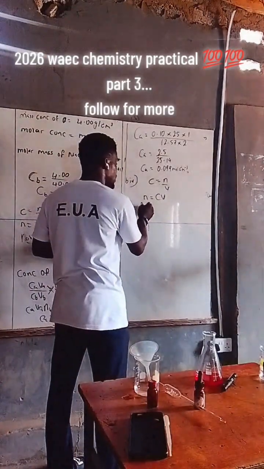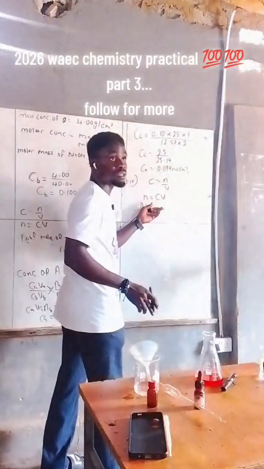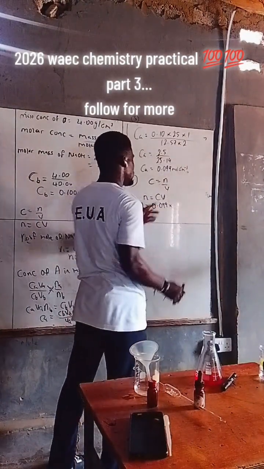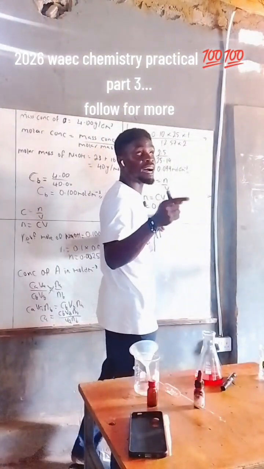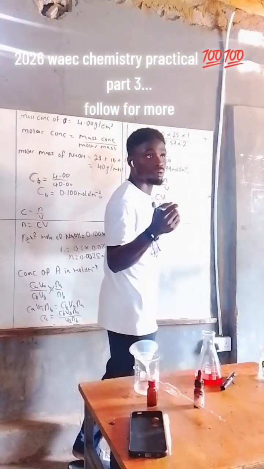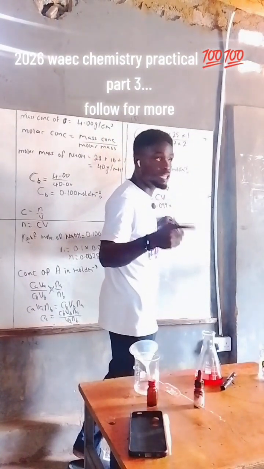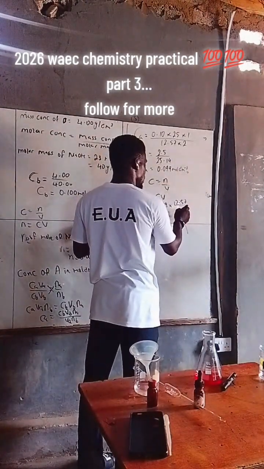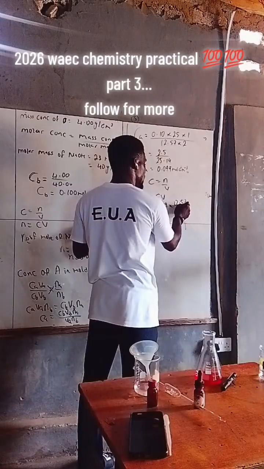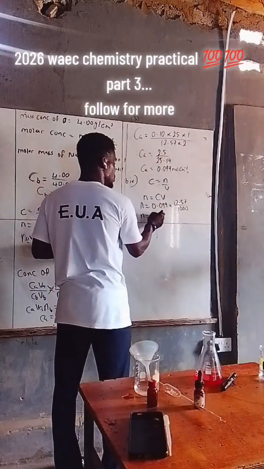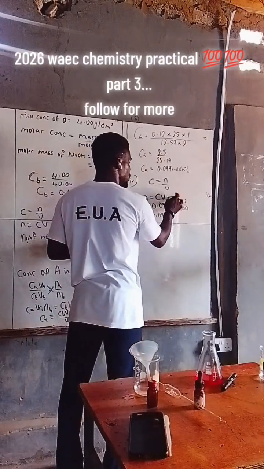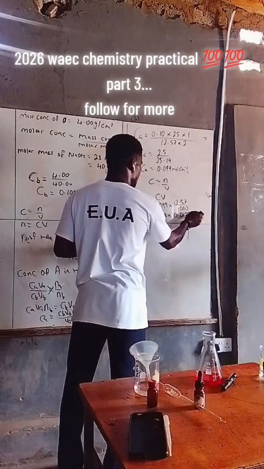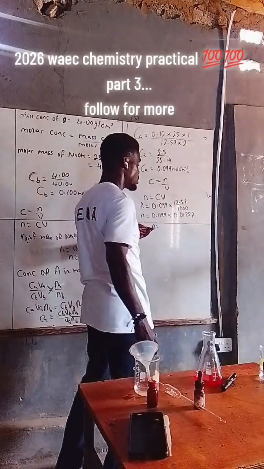That's the C of A, Abi. So C of A times V of A. Right? So C of A is 0.099 times V, which is 12.5 divided by, must be dm³, Abi. Must be dm³, right? That will be 12.57 divided by 1,000, right? N is 0.099 times what do we have here? 0.0125 times 0.099. So N is what?